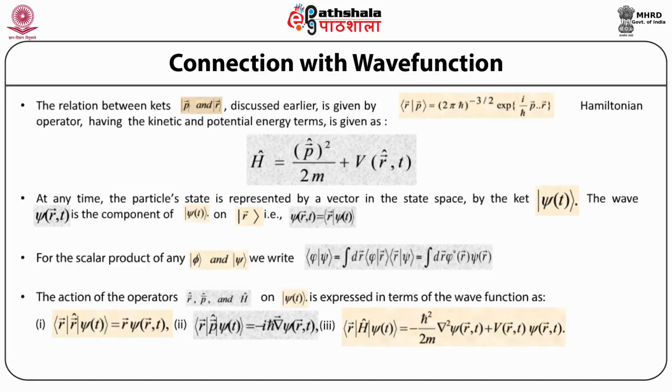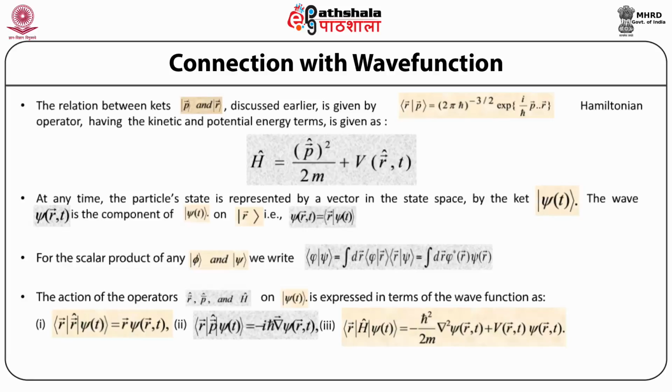So if you look at the mathematical equation, bra vector r ket vector p turns out to be equal to (2πħ)^(-3/2) times exponential to the power iota by ħ, vector p dot vector r. So this gives us the relation between the ket vector p and the ket vector r.